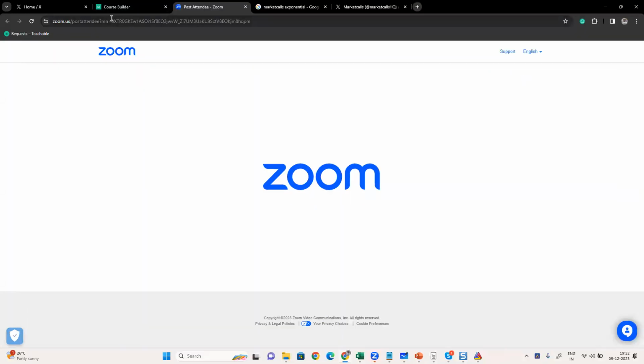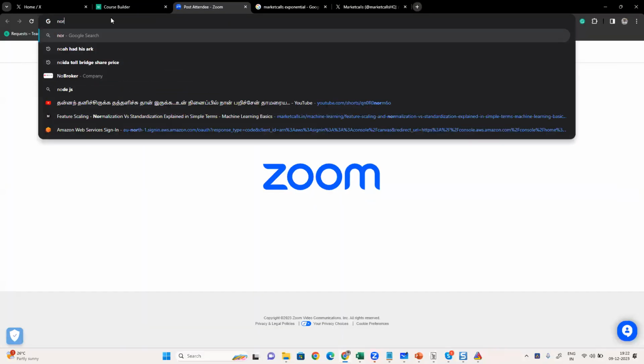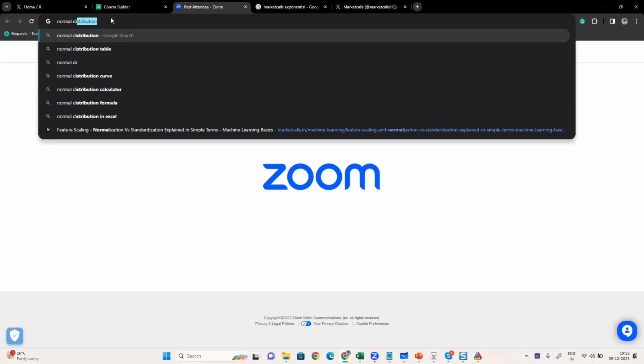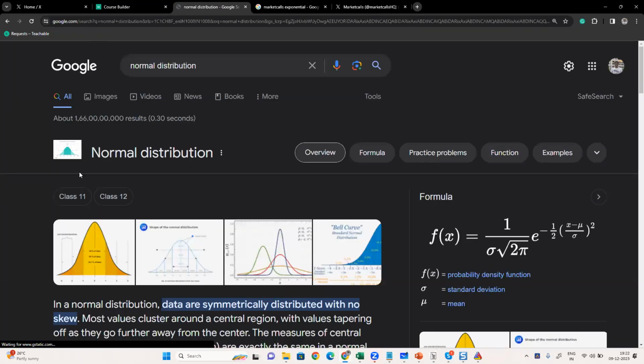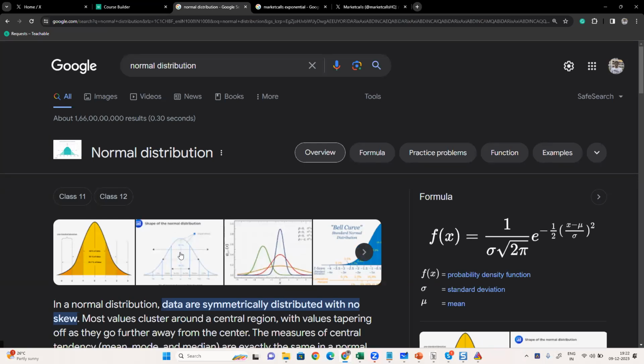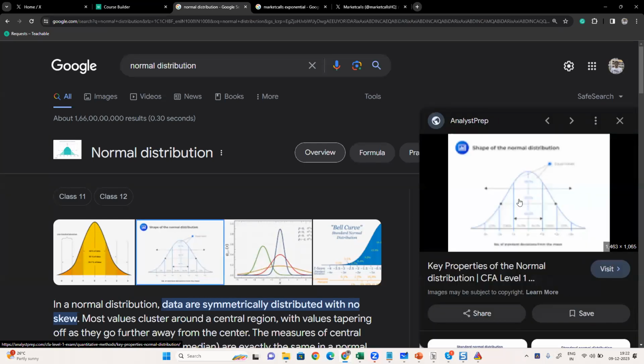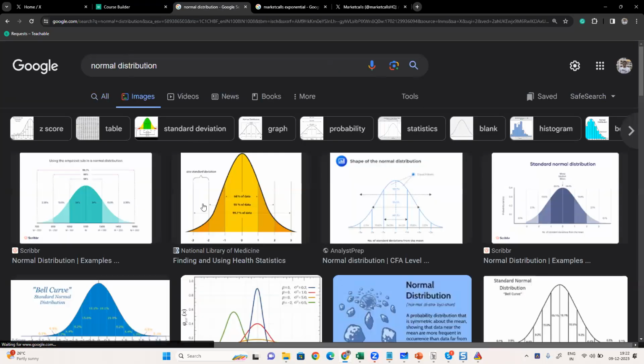I'm sure you might have studied normal distribution in your high school mathematics. So this is how the normal distribution looks. Maybe I'll try to pull up a better image. Yeah, here.